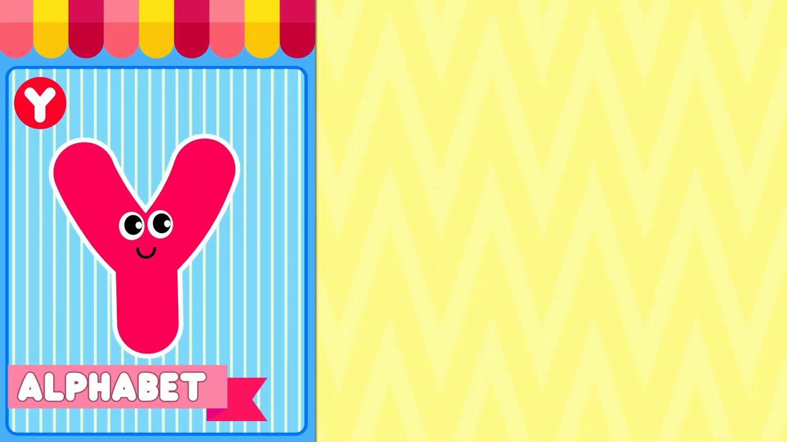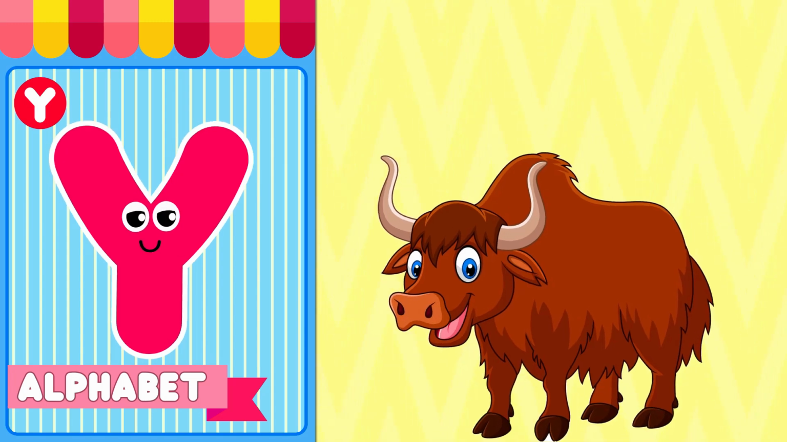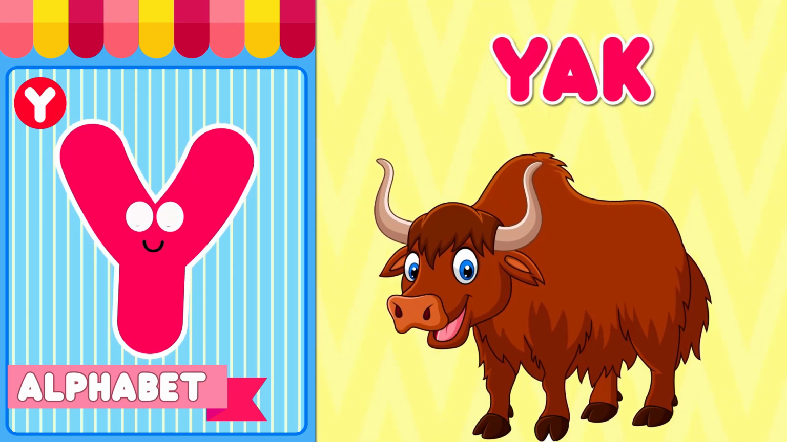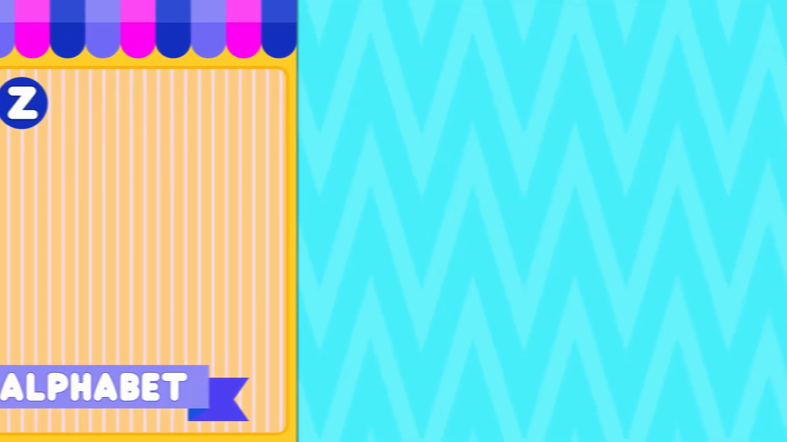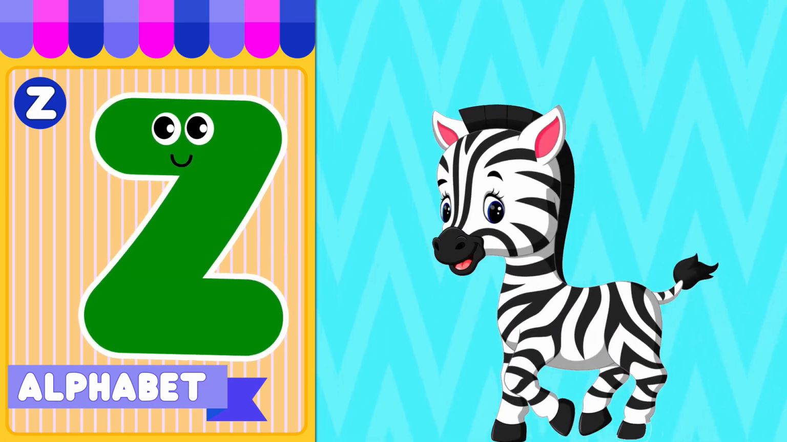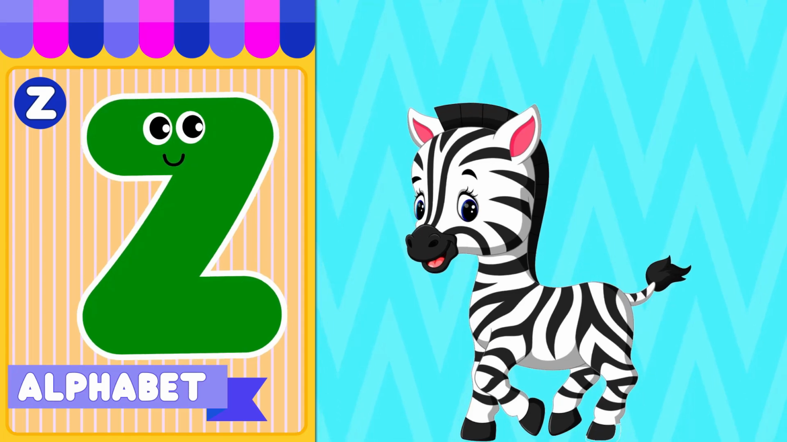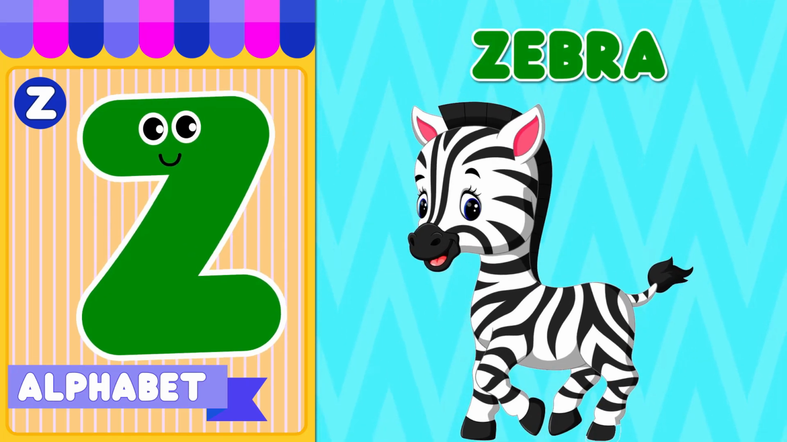It's the alphabet Y. Y for York. York. Y for York. It's the alphabet Z. Z for zebra. Zebra. Z for zebra.